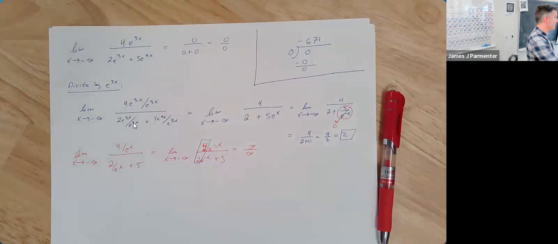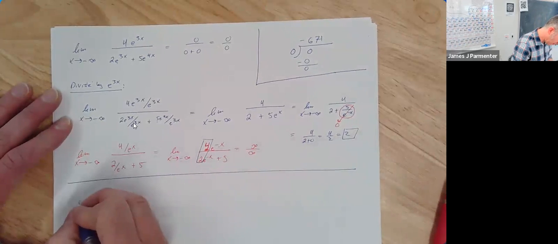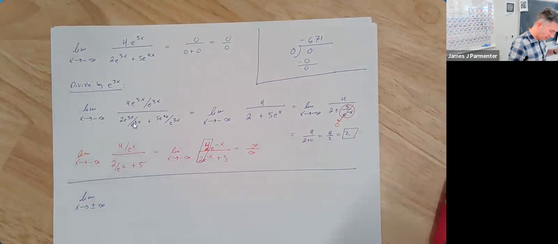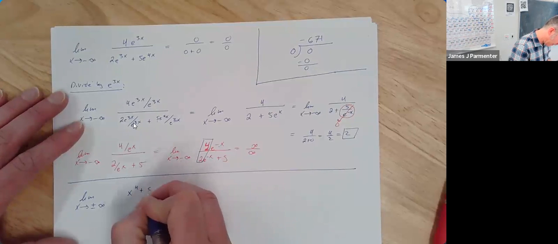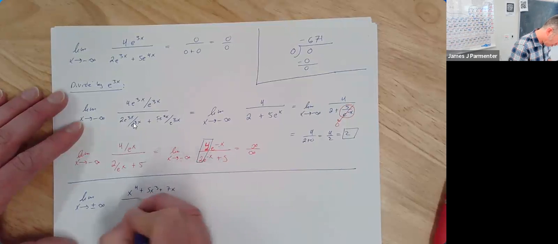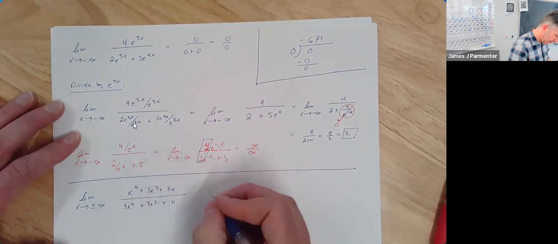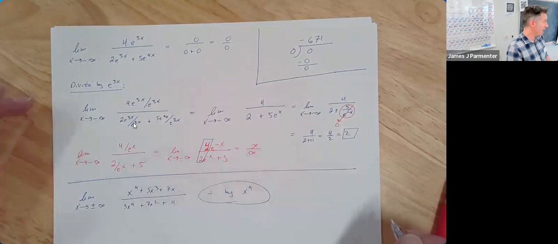Right, highest power of x that's in the denominator. So very specifically, if you were taking the limit as x approaches plus or minus infinity, doesn't matter if it's positive or negative infinity, of say x to the 4th plus 5x cubed plus 7x over something like 3x to the 4th plus 7x squared plus 4, we would divide everything by x to the 4th, whether or not it's positive or negative infinity.